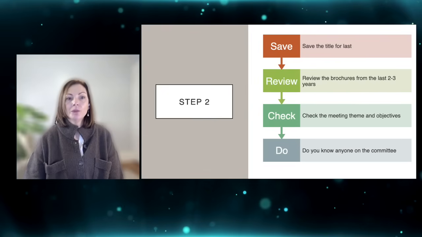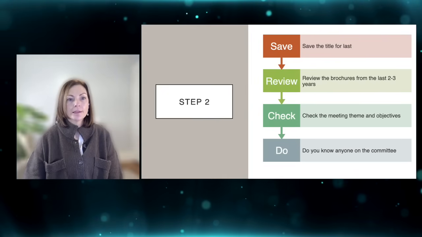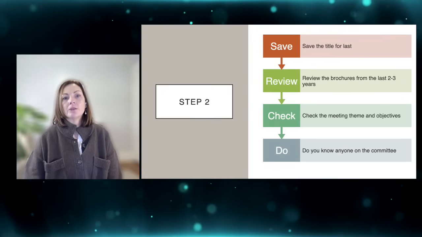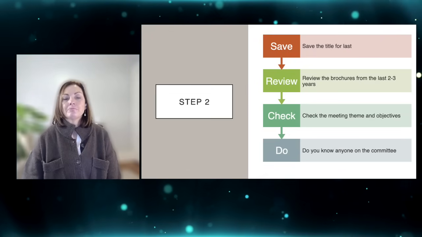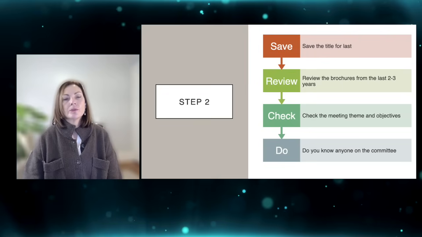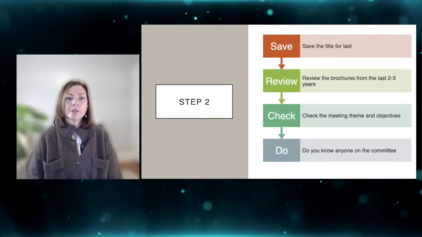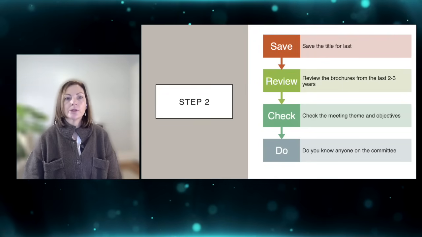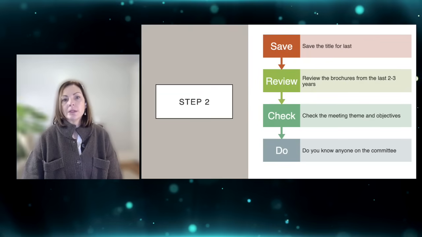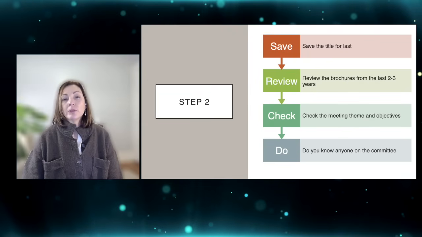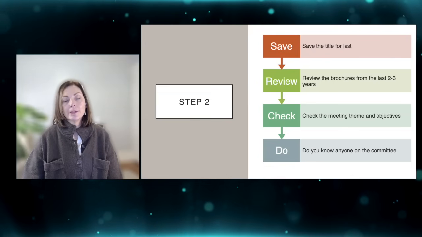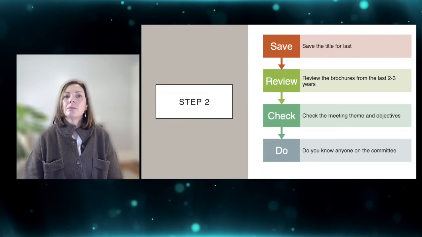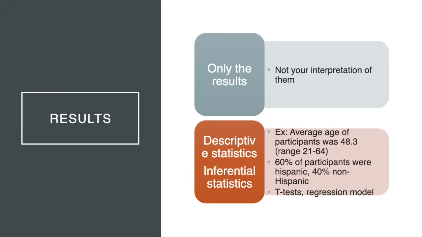So step two, you want to save the title for last. Why? Because your title reflects the essence of your finished abstract. You want to review brochures from the organization or the conference from the last 2 or 3 years that you're submitting to. Look at the themes and objectives. And it really helps if you know somebody on the review committee or if you have a friend of a friend that can help give you the ideas that you need to get your abstract accepted.